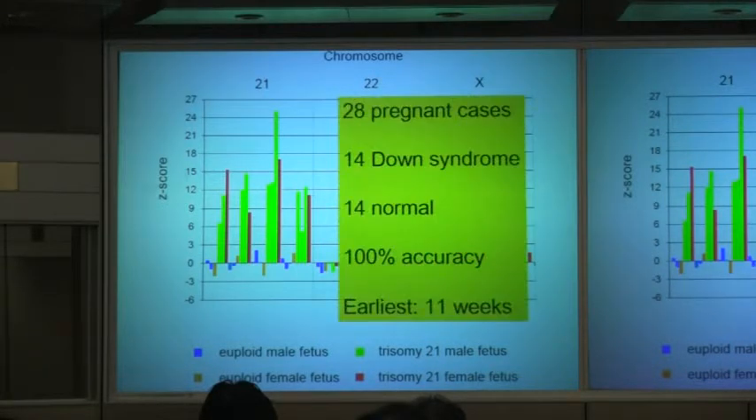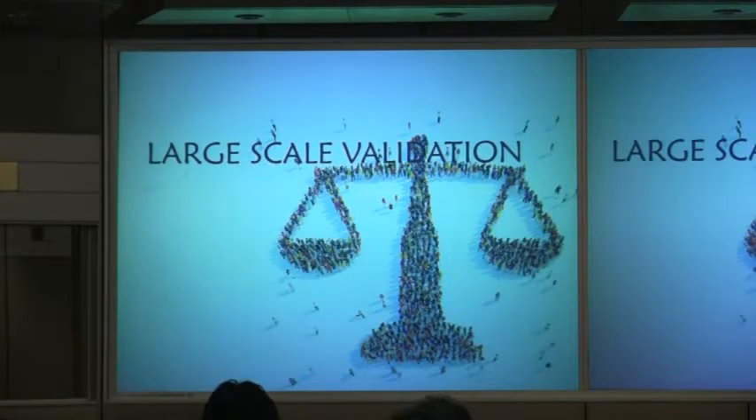So with this very early test, we only tested 28 cases. Half of those have Down syndrome, half are normal. And we were able to detect it with 100% accuracy. So we were very excited with that. And then we decided to go and confirm the data with a large cohort of samples.